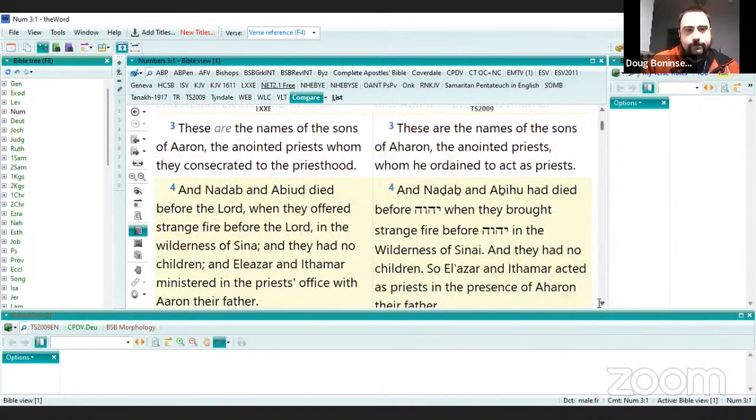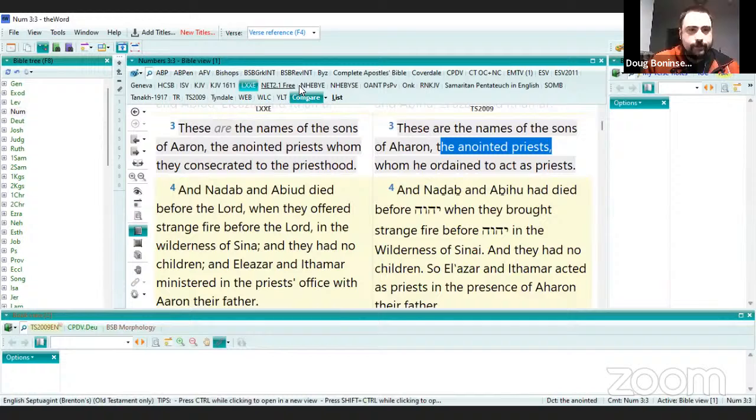And these are the names of the sons of Aaron, the anointed priests, whom they set apart to the priesthood. Oh, my bad. I made a mistake on that. The anointed is actually there. Okay, maybe it is there in the Masoretic. Could have sworn it didn't have it there. I don't know. I messed that up. That's my bad, guys. My fault.